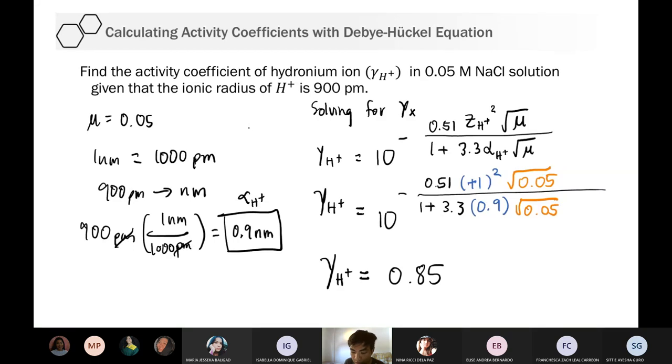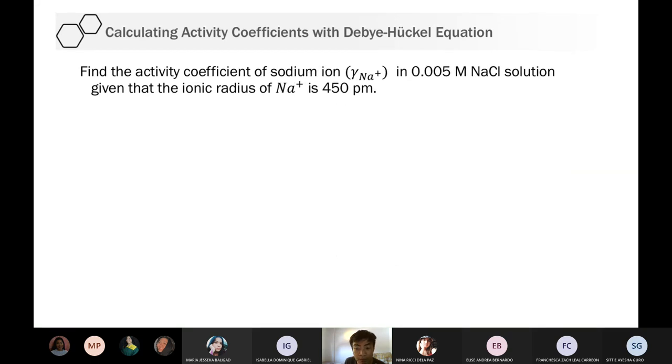Let's try another one. Then ipapakilala ko na yung shortcut. Okay. Para mas madali ang buhay. Magpahirapan muna natin sarili natin. Find the activity coefficient of sodium ion in 0.005 molar sodium chloride solution given that the ionic radius of sodium is 450 picometers. Again, picometer, gagawin mo na nanometer yan. So, ano una mong gagawin? Hanapin mo yung ionic strength, mu.